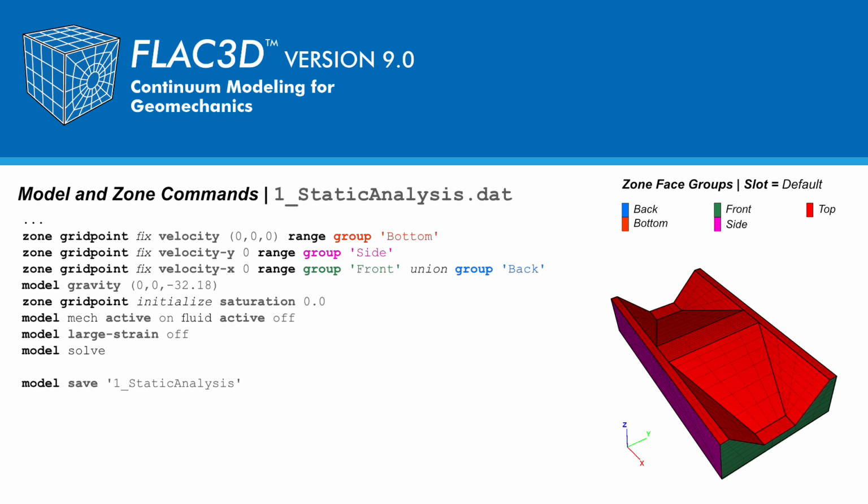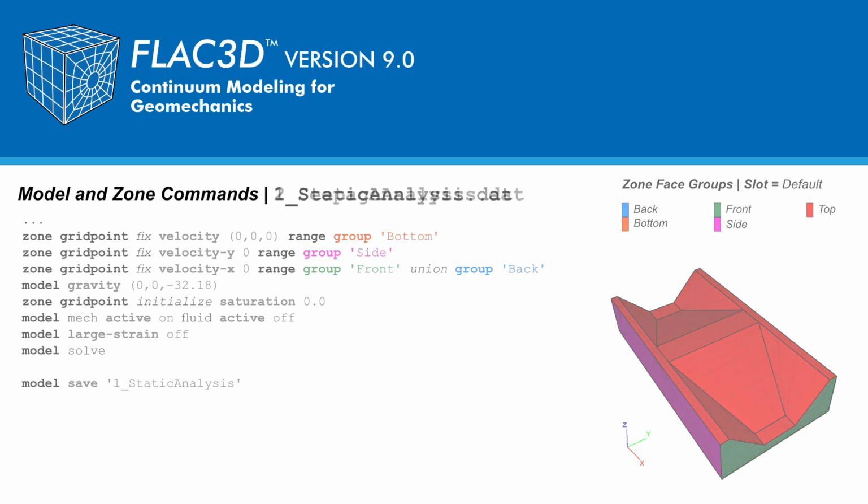Gravity is specified, and next, to mimic a dry embankment, the saturation is initialized to 0. The last step is to set a few key analysis settings. 1. Model fluid active off to turn off fluid flow calculations. 2. Model mech active on to turn on mechanical calculations. And 3. Model large strain off to turn large strains off. Static equilibrium is determined using the model solve command. Once the solution is found, the final step is to save the state.